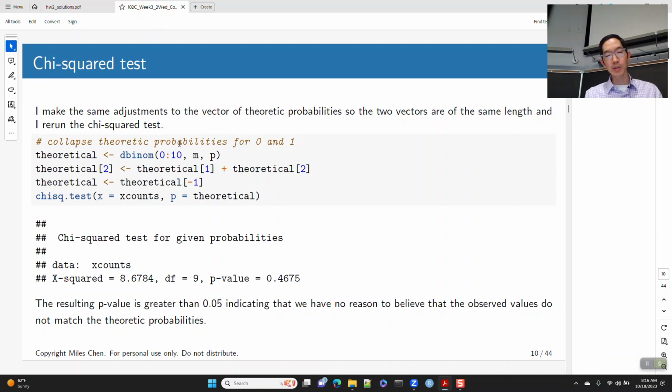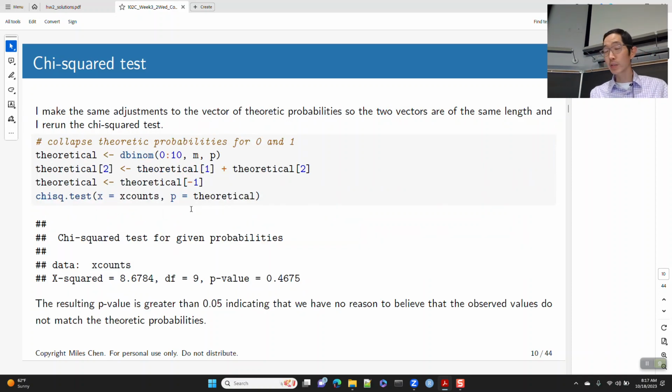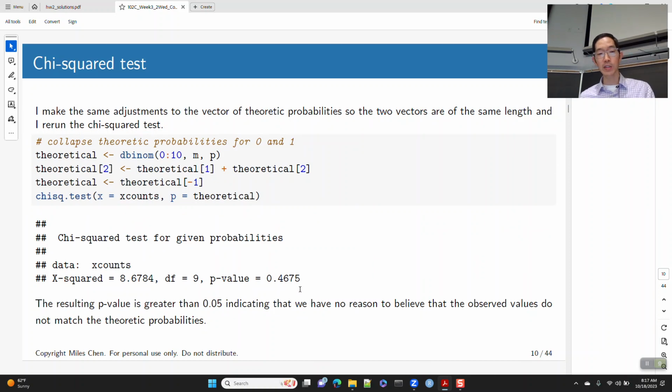And then we have to do the same thing with the theoretic probabilities. So I'm going to take the theoretic probability for 0 and the theoretic probability for 1, combine those, and remove that first one. Now I have a vector of counts and a vector of probabilities where I've combined the outputs for 0 and 1. And then I run the chi-square test. I no longer get that warning that the results might be inaccurate. And here I get a p-value of 0.4675.